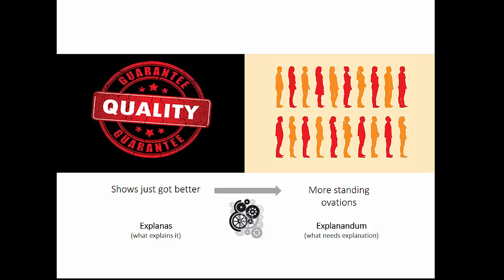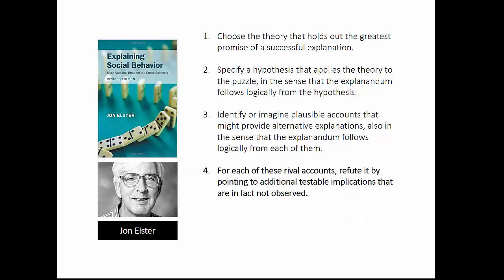Okay, so now we have our main hypothesis. We have different alternatives that could equally be true. Now, as it says, for each of these rival accounts, we should refute them by pointing to additional testable implications that are, in fact, not observed. Remember, we can never show something is true, but we can be absolutely certain when something is not true.